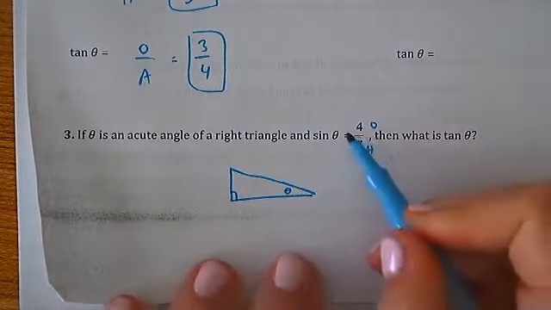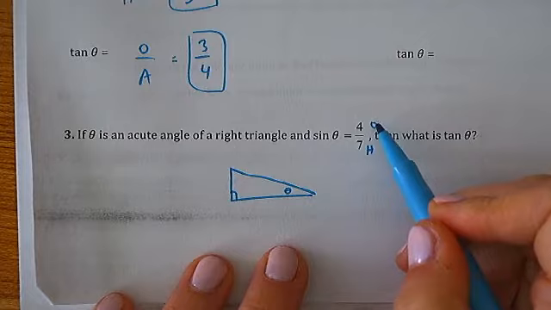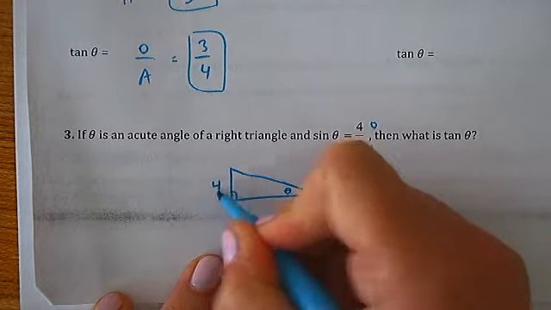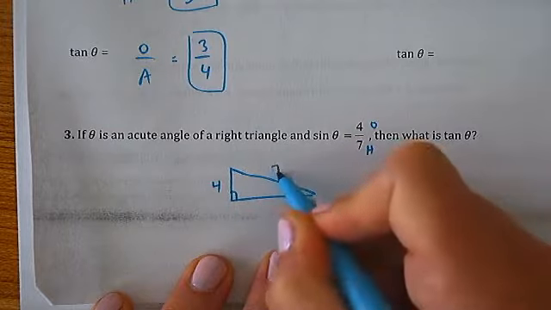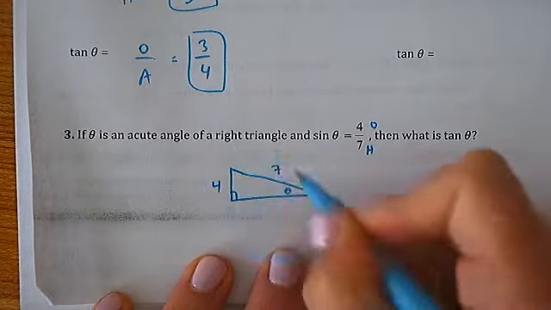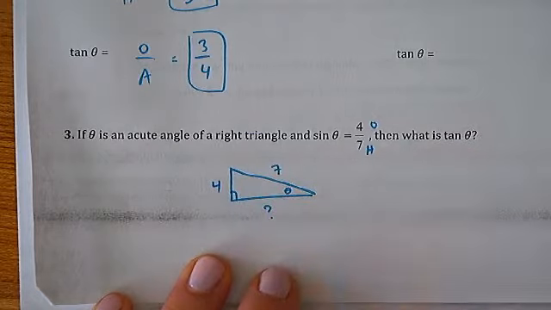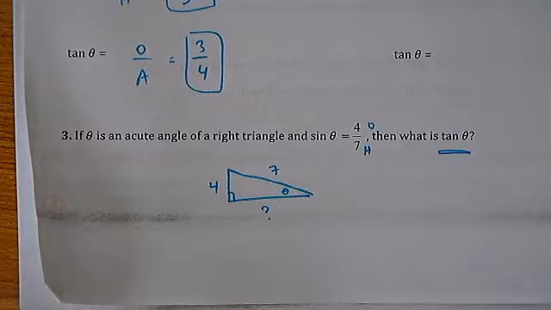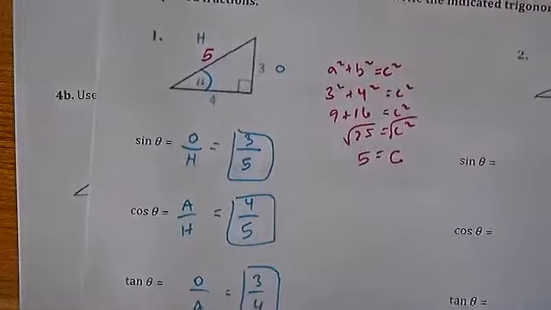So I'm going to put 4 as my opposite side from where I labeled theta. So here's theta, so my opposite side is here. I'm going to put a 4 there, and my hypotenuse is 7. Then I would do the Pythagorean theorem to find this third side. Then I would find tan. So that's how you would do it if it was given to you as a word problem and not necessarily a triangle right away.